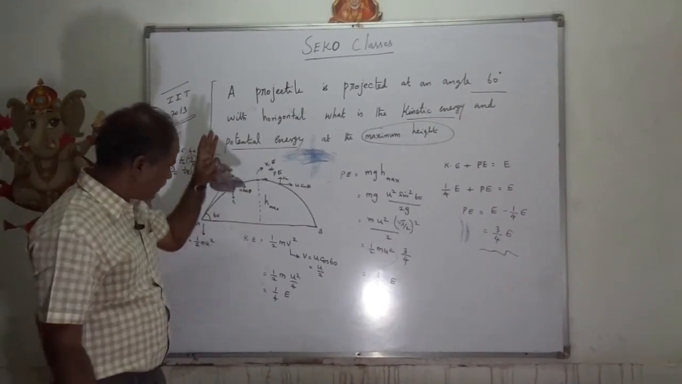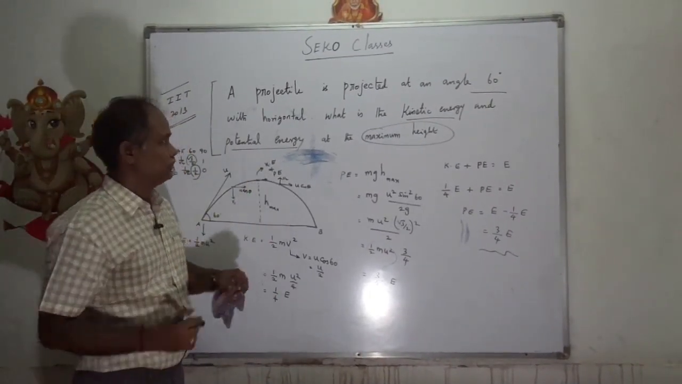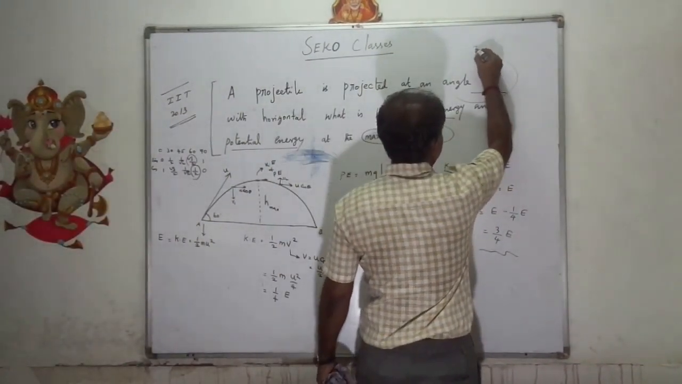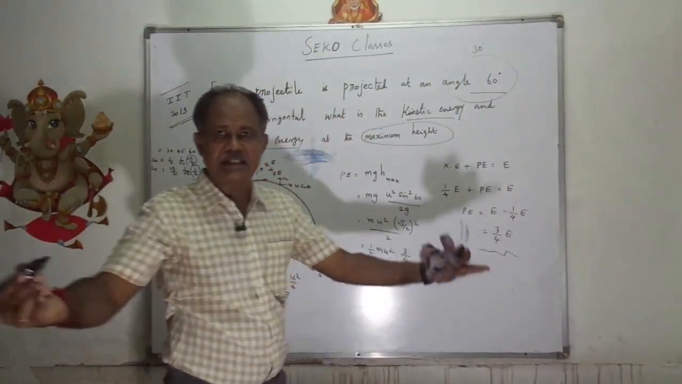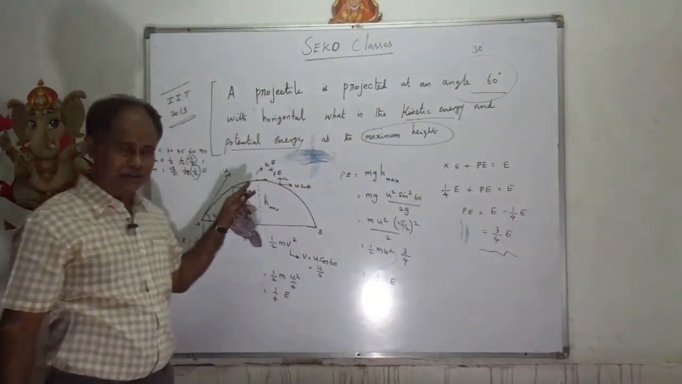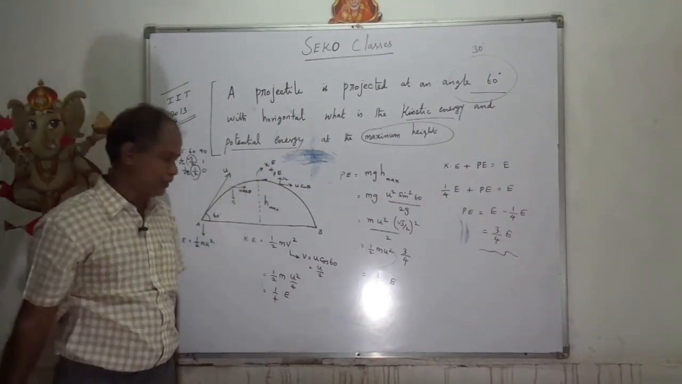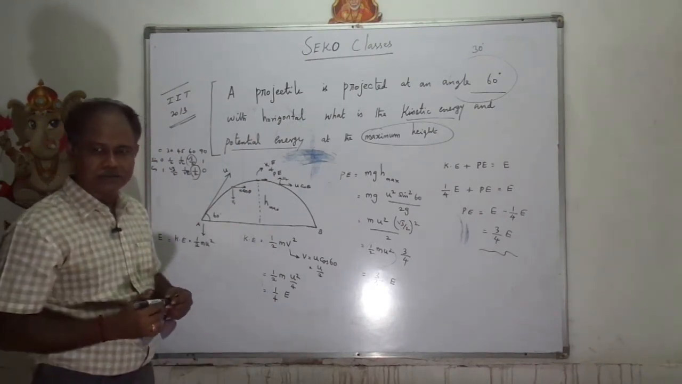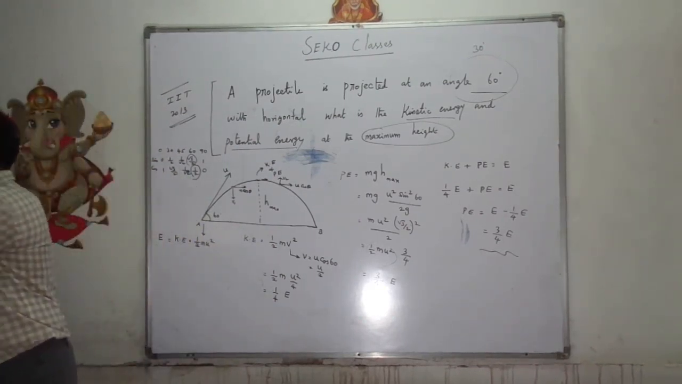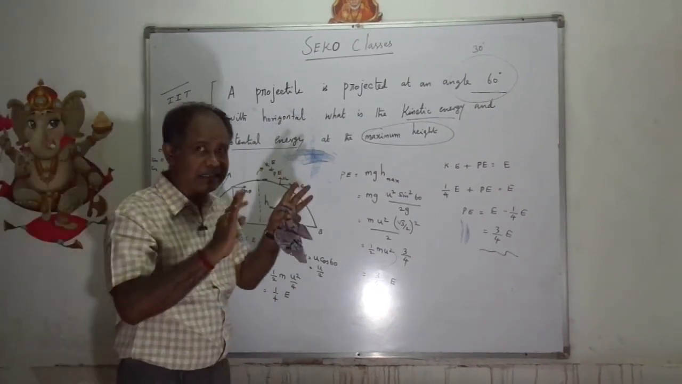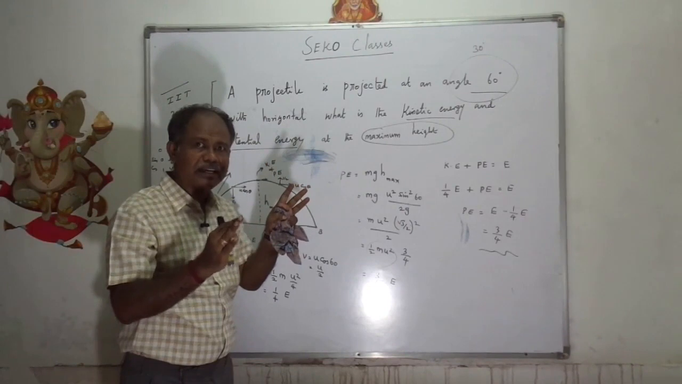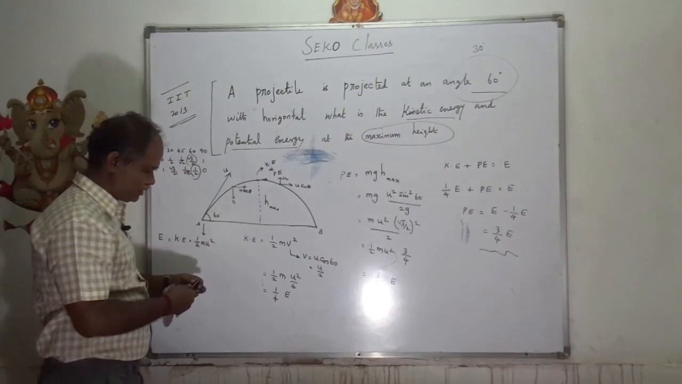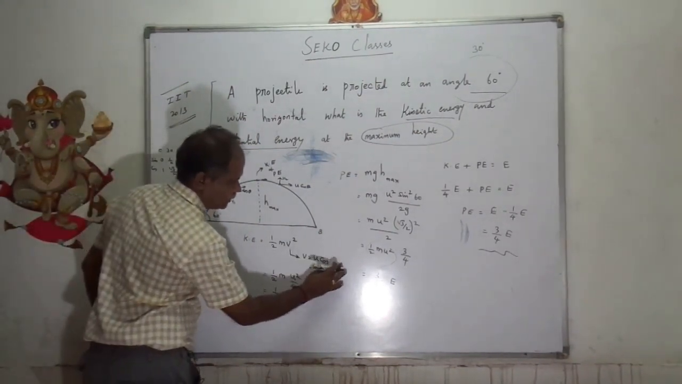Okay, for example, instead of 60 degree, they provided the angle of projection as 30 degree. What is the kinetic energy and potential energy at its maximum height, if they asked? Then what will happen? The problem is slightly changed. The angle of projection I changed, instead of 60, I have written 30. The problem also changed, isn't it? Instead of 60, let it be 30.